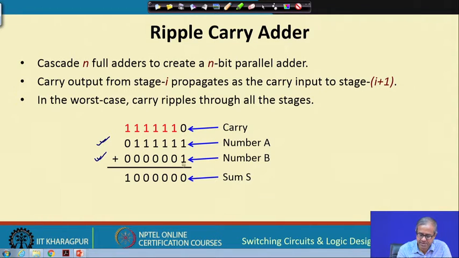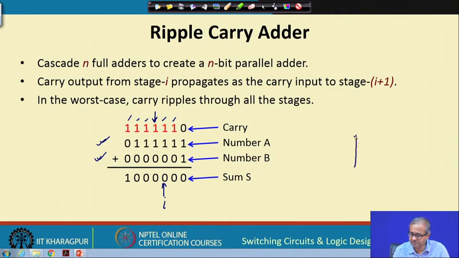So, I am adding them up, the carry is going here, I am adding these 3 numbers, again carry is going here, I am adding them up. So, the carry is going to the next stage. So, if I call any one of the stage as stage I, so the carry of stage I that is generated will be going as the carry input of stage I plus 1, right. The sum is generated and the carry will be generated.